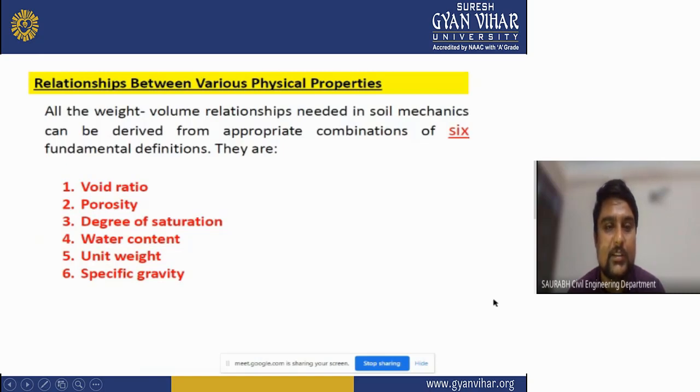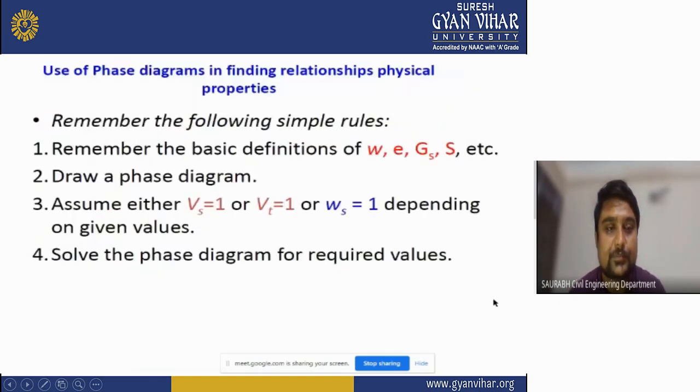And now we will see the relationship between various physical properties of a soil, which is mentioned here. All the weight-volume relationships needed in soil mechanics can be derived from the appropriate combination of six fundamental definitions. They are void ratio, porosity, degree of saturation, water content, unit weight, and specific gravity. For using a phase diagram to find physical properties, remember the following simple rule. Remember the basic definitions of water content, void ratio, specific gravity, and degree of saturation.